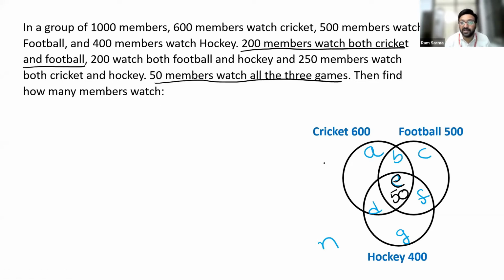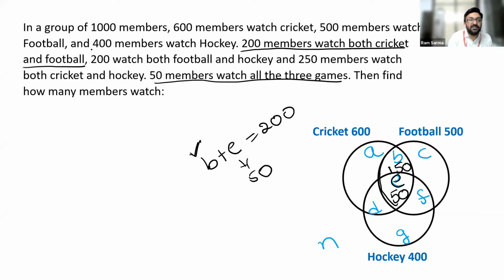Then 200 members watch both cricket and football. It means that B plus E. So this is cricket and football. B plus E is equal to 200. I know the value of E, that's given as 50. So what will be the value of B now? 150. Wonderful.